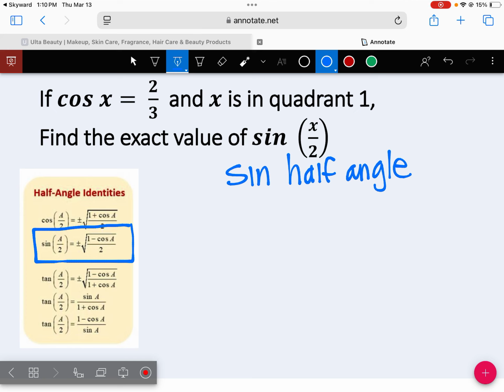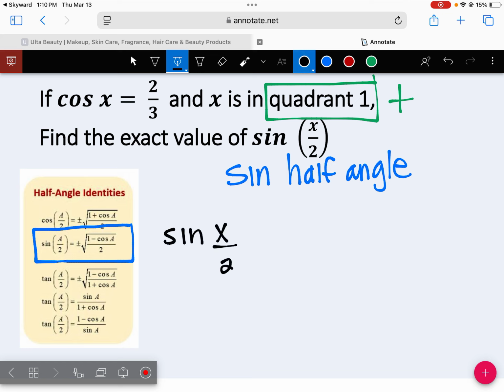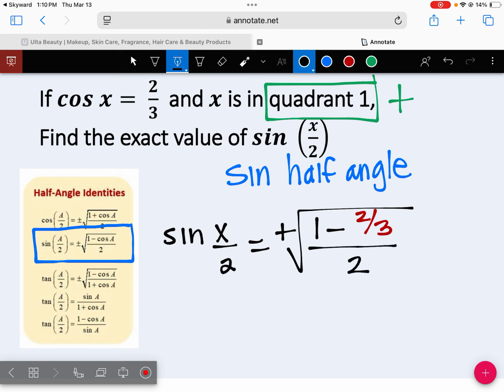We could go right to our identity. The other thing it says is that we're in quadrant 1, which means that it is positive. So we have the sine of x over 2 equals, so I have a positive, and then I have 1 minus 2 over 3. So that 2 over 3 goes here, and that's all divided by 2. So this is the identity that we're working with right here.